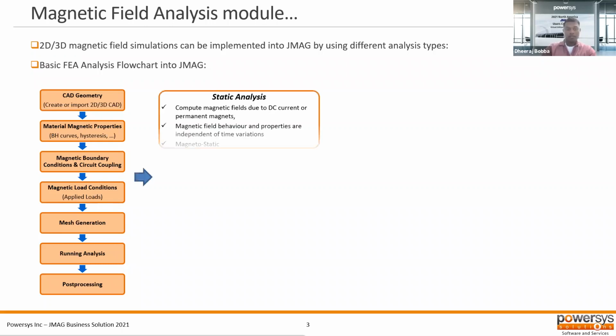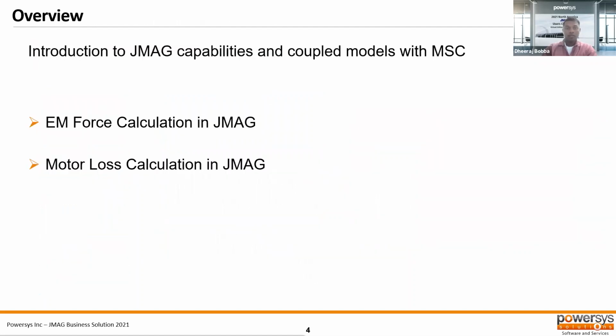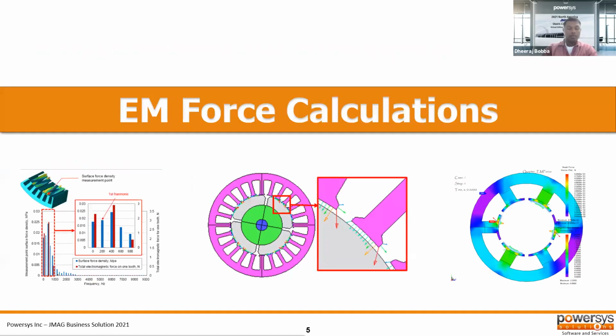The types of analysis that can be run are either magnetostatic, which is not time-dependent, or frequency or harmonic analysis, where everything is calculated in the frequency domain, and transient analysis, which is the most common, where we are looking at time-dependent varying components. So with that, just a quick overview. This will introduce JMAG capabilities in terms of EM force calculation and motor loss calculation. Let me jump into the first part, which is the force calculation.